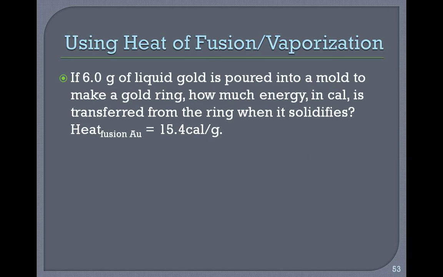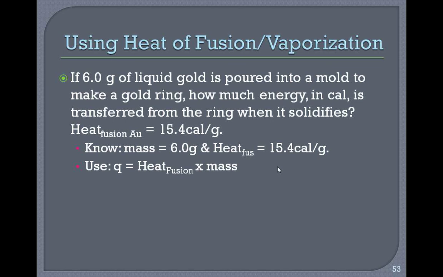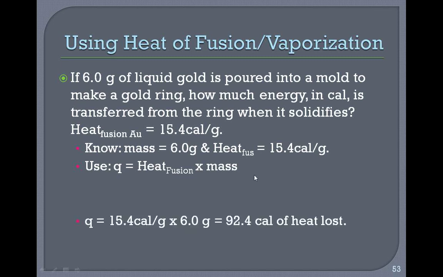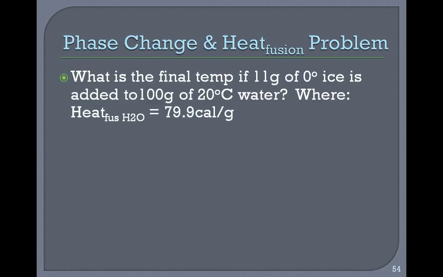So, using heat of fusion and vaporization. If 6 grams of liquid gold is poured into a mold to make a gold ring, how much energy in calories is transferred from the ring when it solidifies? So we know the mass is 6 grams, and we know the heat of fusion is 15.4 calories per gram. You could just use unit cancellation to arrive at your answer, or perhaps you can remember that at the phase change, Q is heat of fusion times mass. And you have the heat of fusion, 15.4 calories per gram, times the mass, 6 grams, which equals 92.4 calories of heat lost.